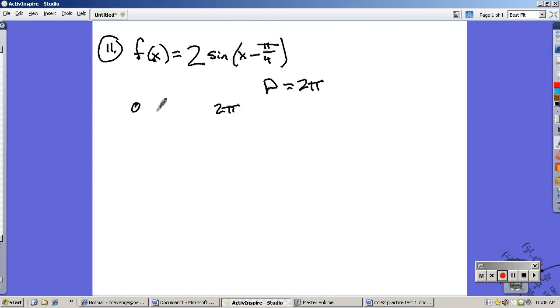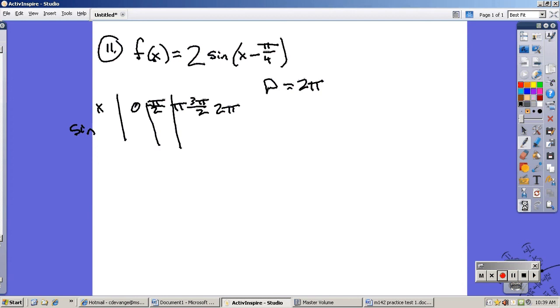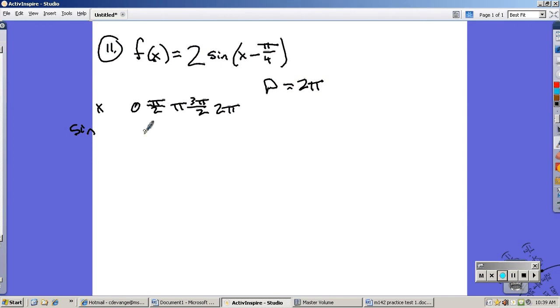I'm going to split this up into fourths. So this would be pi over 2, pi, and 3 pi over 2. These are my potential initial x values. So sine at these values looks like, let's see, sine starts at 0, goes up to 1, back down to 0, down to -1, back up to 1. All right, so let's deal with our shift.